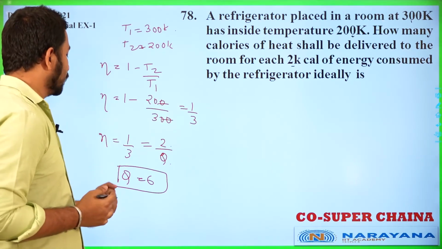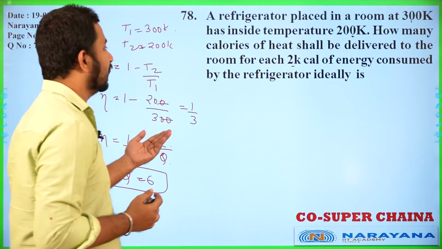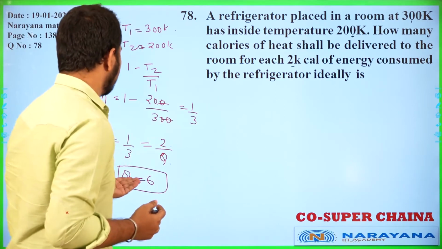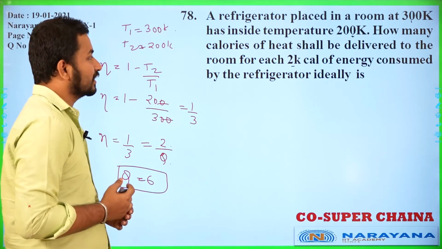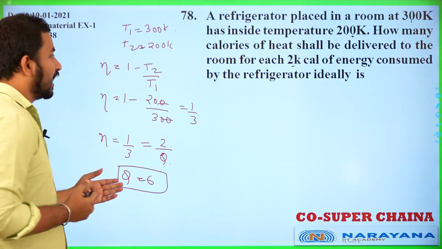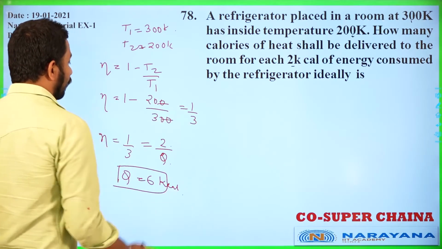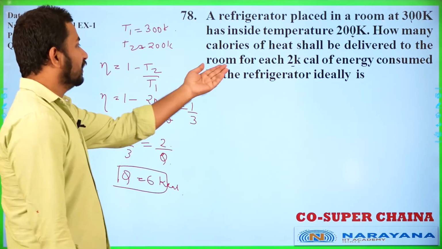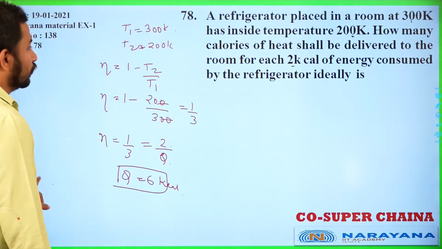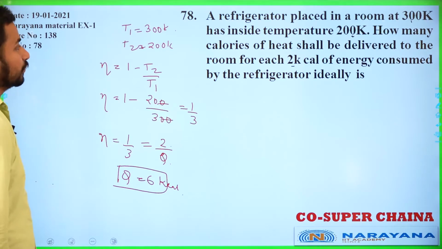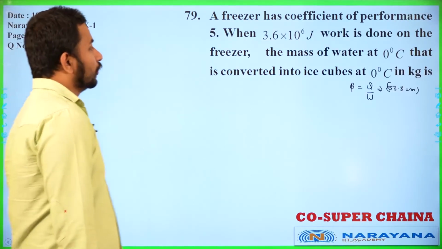So this is how we get the Q value, the heat supplied in kilocalories. The Q value will be 6 kilocalories. So that will be the answer of this question, students. We have equated this with the given value, so Q is coming as 6 kilocalories. So let's proceed to the next one now.